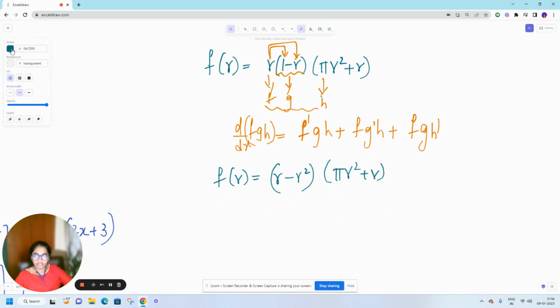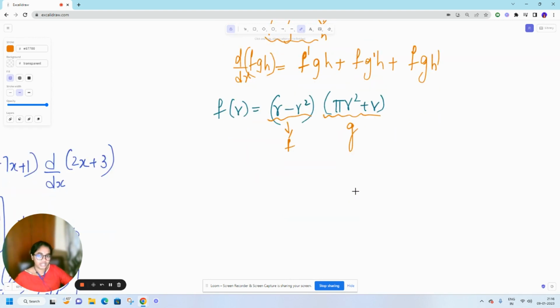Okay, what do I have in place of f here? I have r minus r square. What do I have in place of g here? I have pi r square plus r. Which is the independent term here? It is r, correct? So I would have to find df by dr, which is equal to d by dr of r minus r square into pi r square plus r.